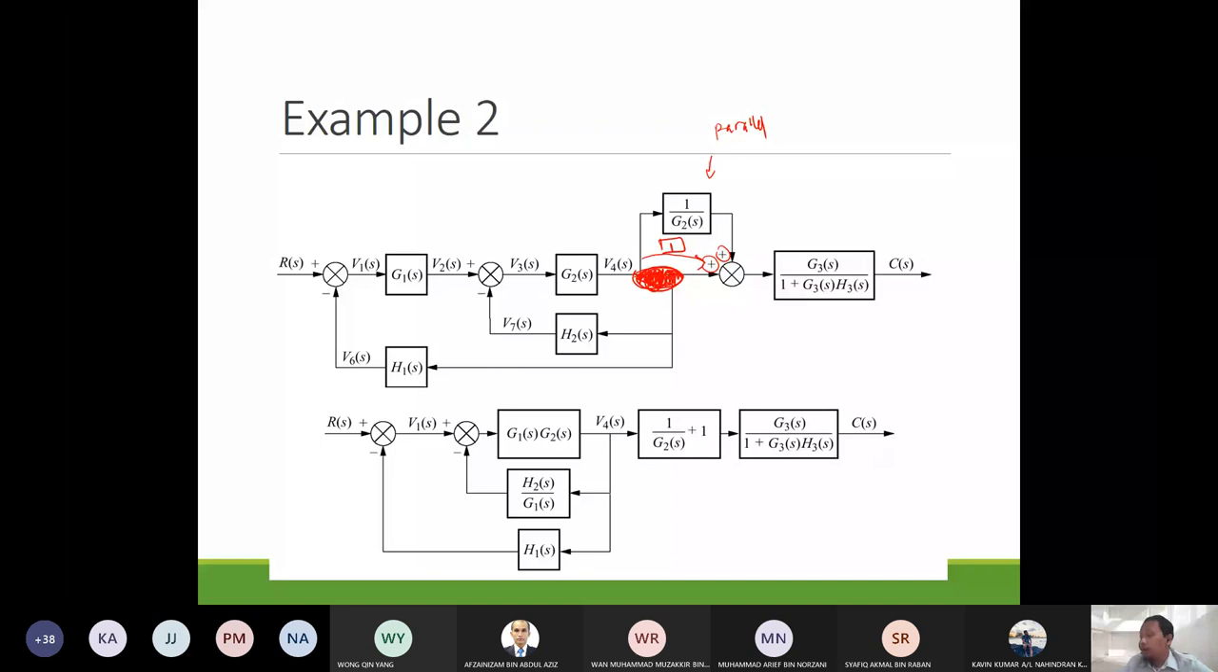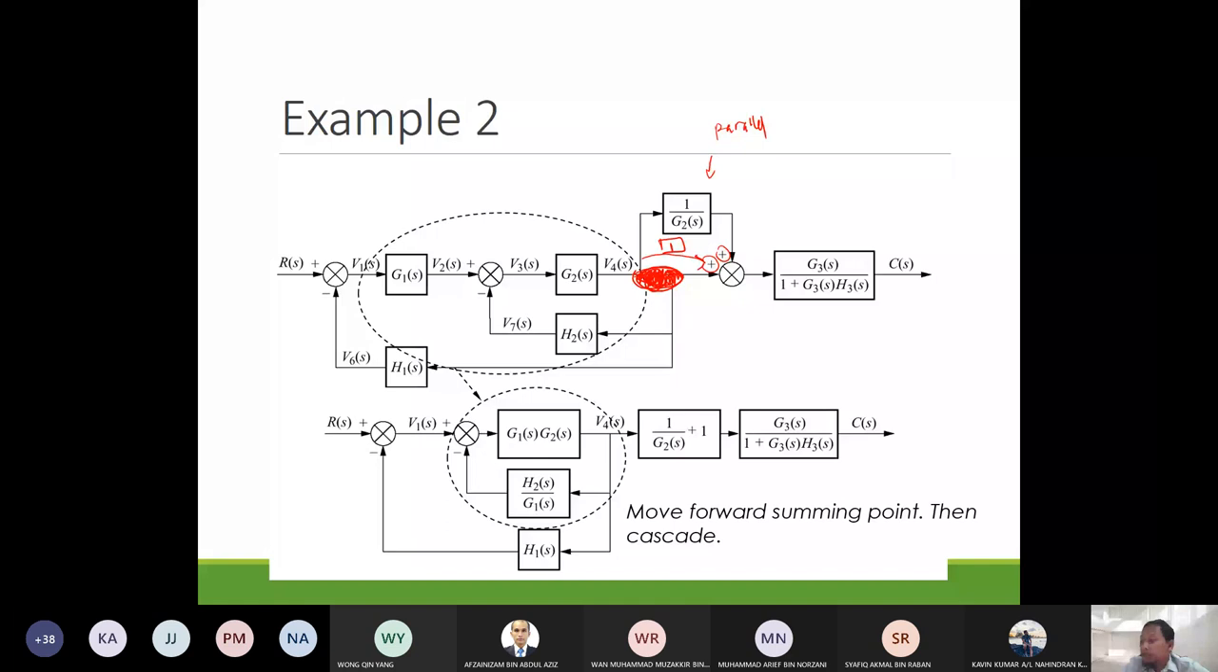And then after you perform the parallel reduction, you can continue with the feedback form. There is no more feedback form. Or you can continue with shifting the pickoff point and shifting the summing junction. So in this case, the example shifts the summing junction. You shift this summing junction to the left. When it shifts this summing junction to the left, then you multiply by 1/g1. So here, the top part, you just multiply g1 times g2. But the feedback part here, you just multiply by 1/g1.